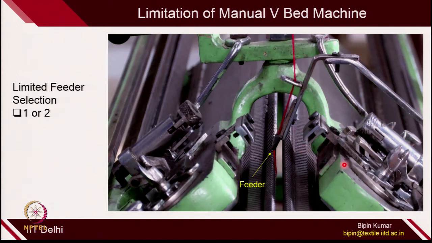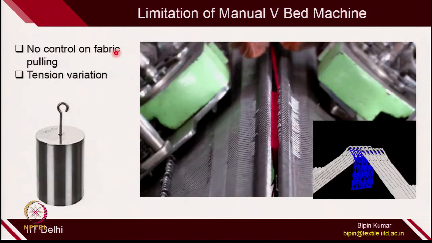This is again a problem, because when you want to make something which consists of multiple colors of yarns, then definitely more feeders are required, which is unfortunately not possible on a manual V-bed machine. The other big limitation is the fabric pulling.